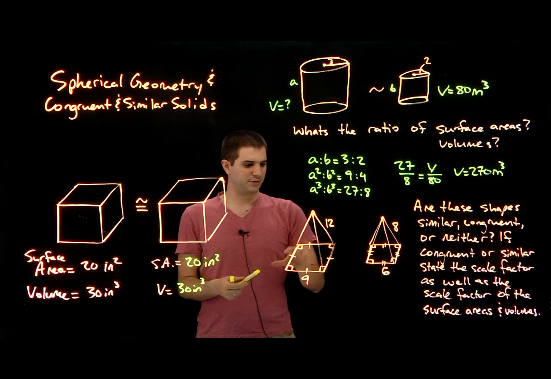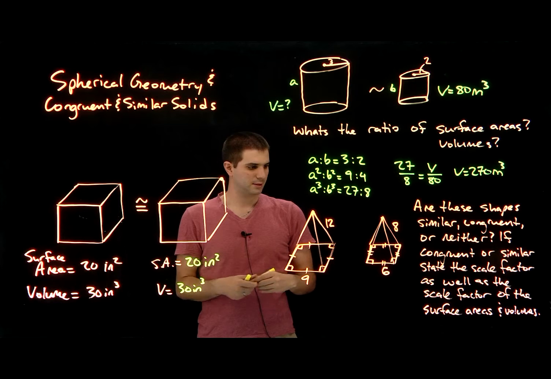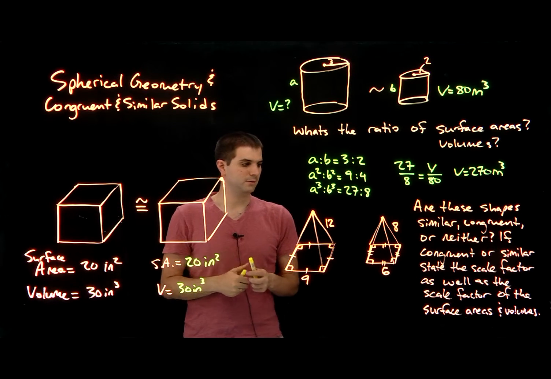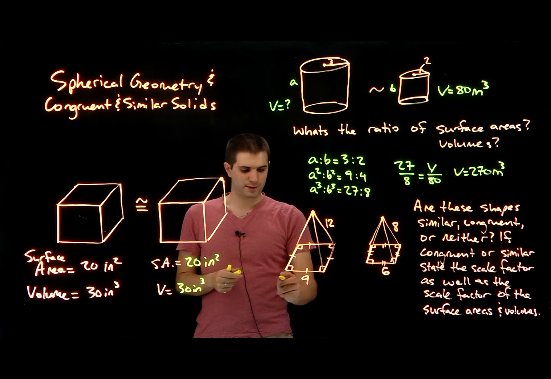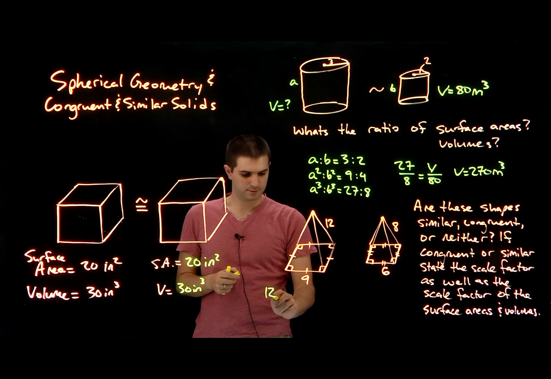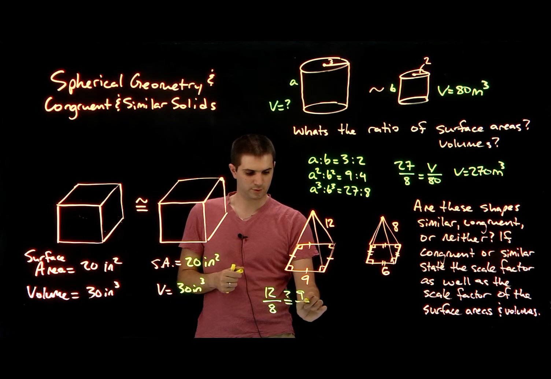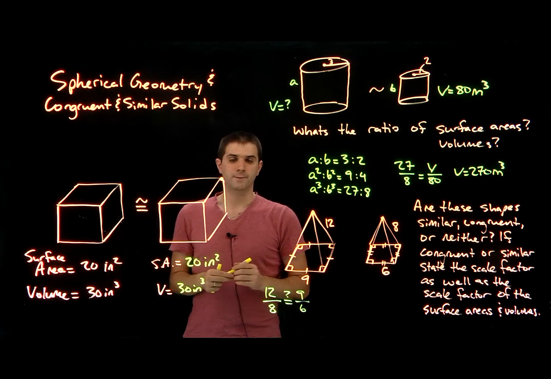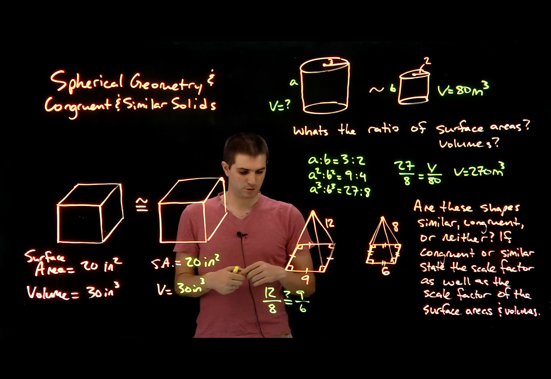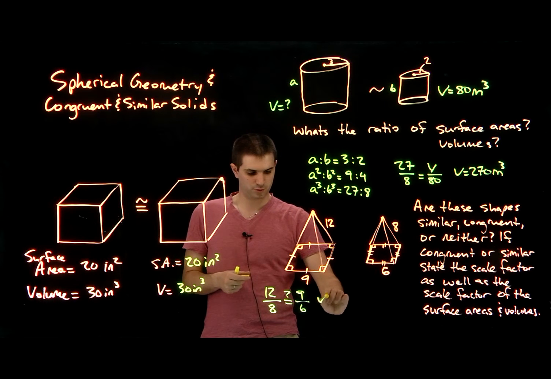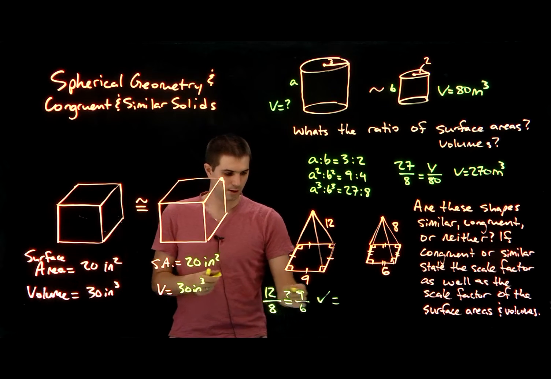Well, we're given that these sides are congruent. The angles of the base are congruent. Okay, so we should figure out, does 12 to 8 equal 9 to 6? Okay, in fact, 12 to 8 does equal 9 to 6, so that is true. Both of these equal 3 over 2.